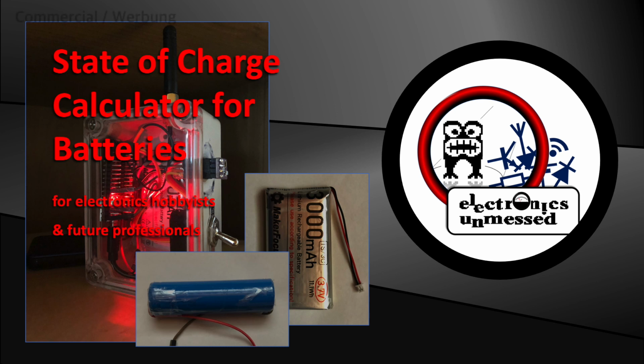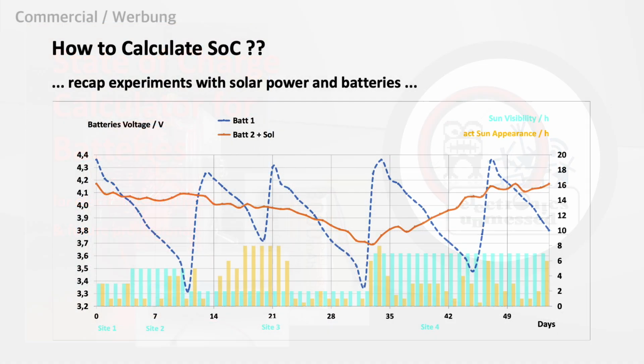Hi friends, wouldn't it be nice to have the state of charge of a battery? Of course yes, but it turned out that it is more complex than we expected. In a former experiment, we did voltage measurements over time. However, what does it really tell us about the state of charge of the battery?